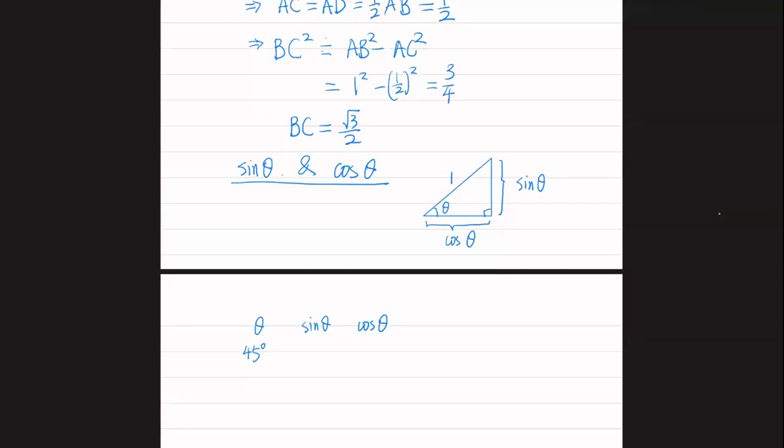For example, we may call this angle alpha. Then this side will be sine alpha, and this will be cosine alpha. So always, if we call this angle alpha, the side facing the angle will be sine alpha.